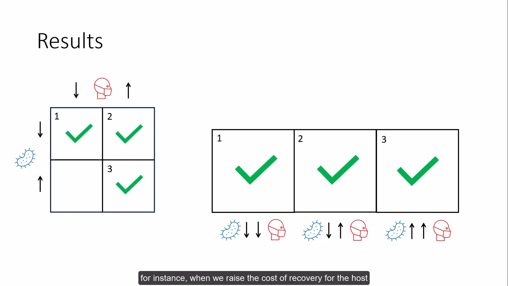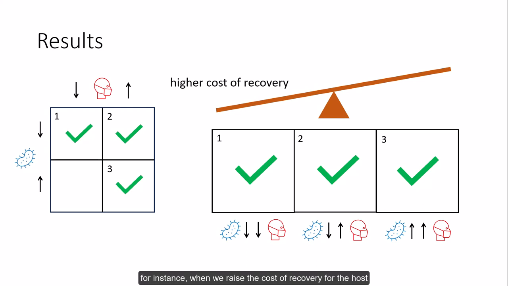For instance, when we raise the cost of recovery for the host, model predictions tend to cluster nearer the de-escalated end of the continuum. This makes sense. As recovery becomes more expensive, a host will shy away from an aggressive response to an infection.